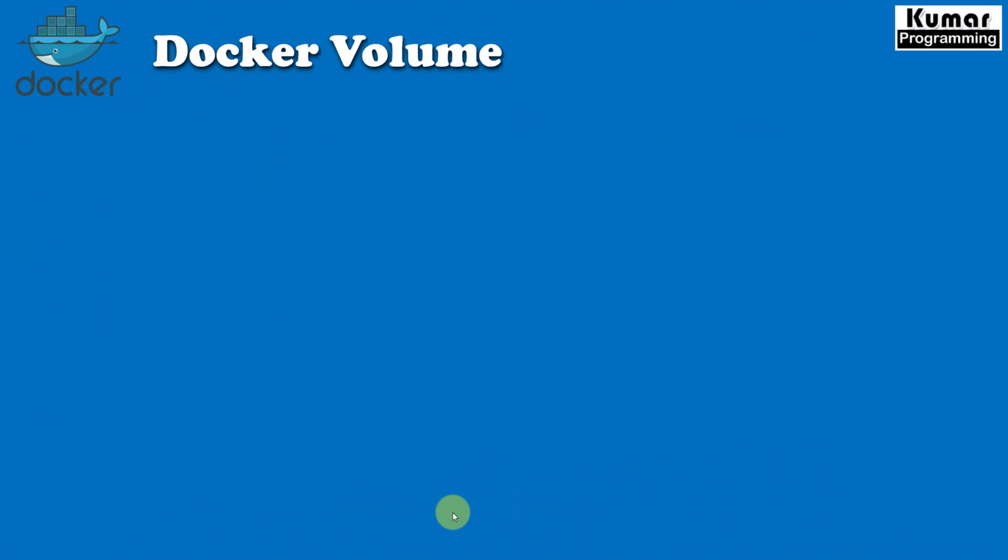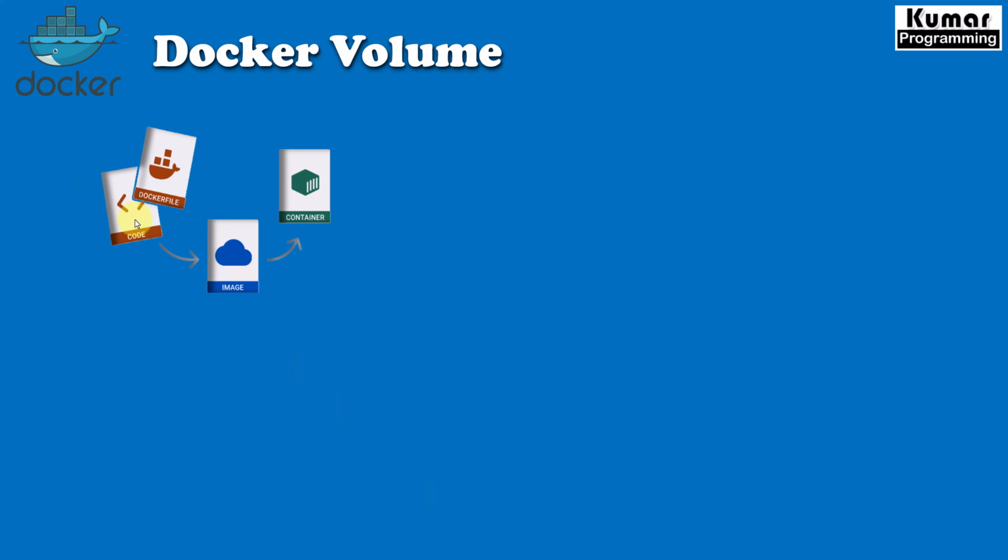In order to understand volume, first of all, let's see why volume comes into the picture, right? If you remember, in our previous sessions, we created our applications, and on top of that, we created our Dockerfile, and from that Dockerfile, we created an image, right? And from that image, we created containers. And this container could be anything. It could be your front-end application or it could be your back-end application. So see here, this is my container and it is generating some data, right? So this data is associated with this container.